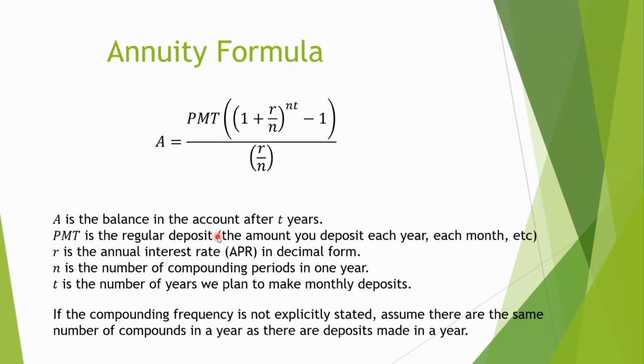Now, and again, this is also something we're assuming throughout this chapter. If N, the compounding frequency, is not stated explicitly in the problem, we're going to assume N equals how many deposits are made in a year. So for us, it was monthly deposits in the previous example, and it was compounded each month, monthly compounds, if that makes any sense.